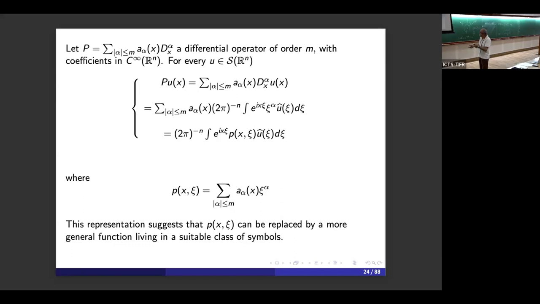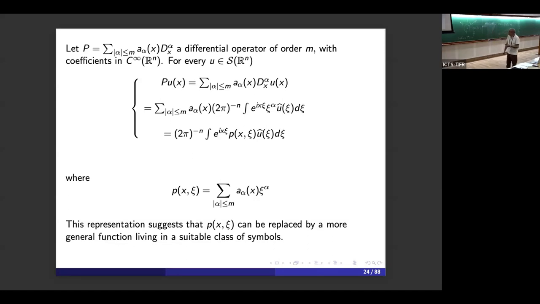That means that the symbol of P, that's a function of x and xi, you obtain it by just replacing each partial derivative d_x^alpha by xi to the power alpha: alpha 1, alpha 2, alpha n. You obtain a function on T star Rn, on Rn times Rn.